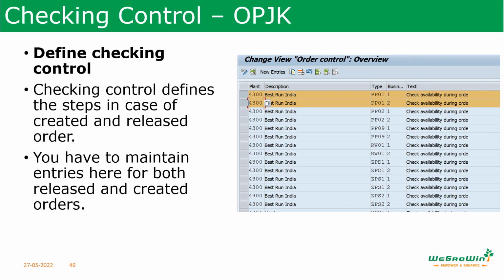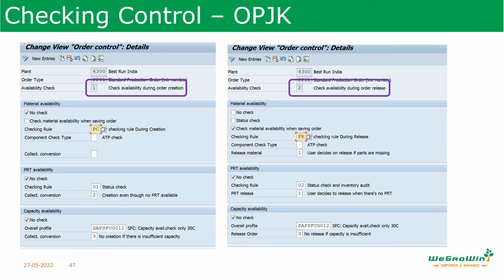Next, we'll define the checking control, which defines the steps when you create and release the order. Here we have to maintain the parameters for both created and released orders. For example, when you are creating, what has to happen? Should the material availability check happen or not, the PRT availability check, the capacity availability check? During release, what kind of availability check should happen? Those things are defined separately for creation and separately for release.